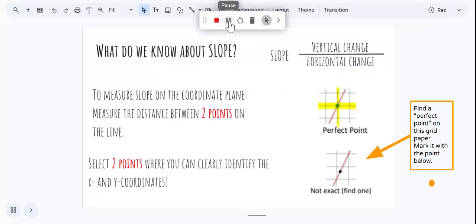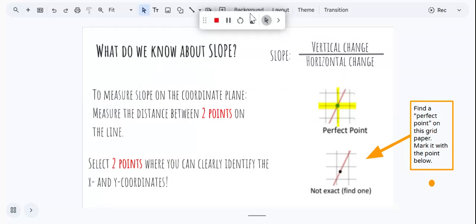Okay, what do we know about slope? There's nothing for you to do on the slide. This is just a quick recap. To measure slope on the coordinate plane, we're going to measure the distance between 2 points on a line looking at our vertical change, aka rise or fall, and our horizontal change, aka your run. You're going to select 2 points where you can clearly identify the x and y coordinates.